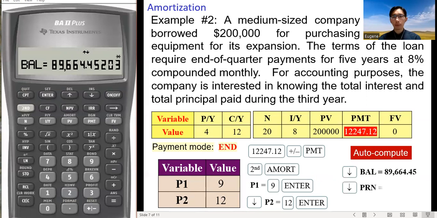The total principal, plus the down arrow to get PRN. The total principal repay is $39,746.84. And the total interest, $9,241.64.